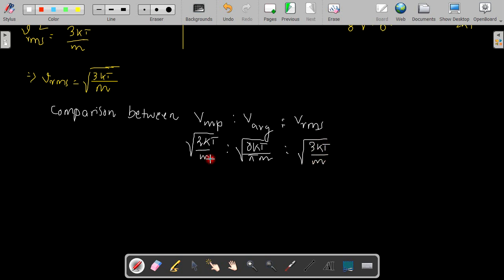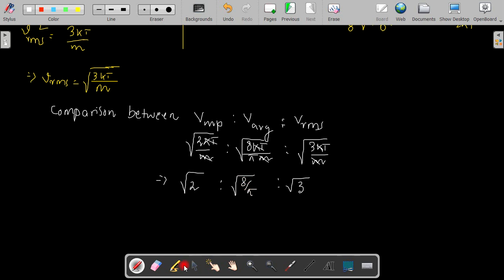So we are getting three results here, and we can see that kT divided by m is common. So if we simplify it further, we can cancel out all the kT divided by m. This would result in the ratio of root over of 2, root over of 8 by pi, and root over of 3. Now if you check the value, root over of 3 is obviously greater than root over of 2, and root over of 8 by pi will lie somewhere in the middle, because pi is 3.14.